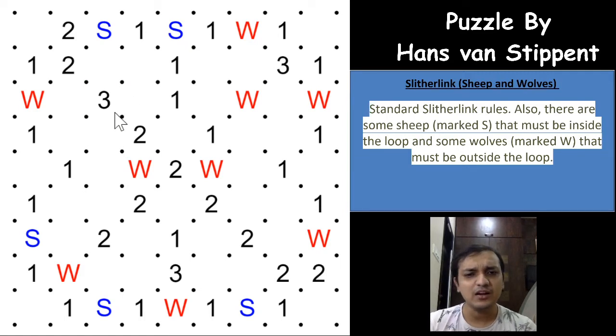And apart from that, you have some S and W in the grid. So S means sheep and W means wolf. So when you have completed drawing the loop, all of the sheep inside the grid should be inside the loop, and all of the wolves should be outside the loop. So what do I mean by that? Let me draw a sample grid and show you what I mean by this.